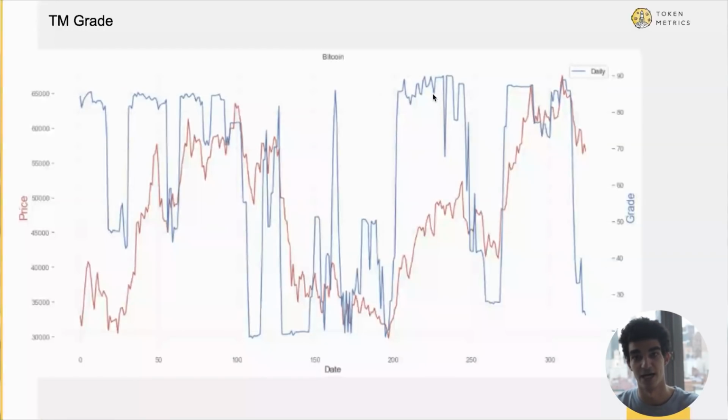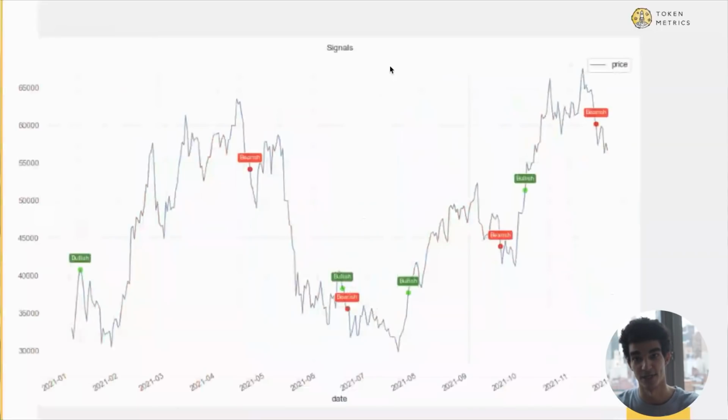And if we actually go ahead and build signals based off of that, signals being that every time the grade goes above 80, I want to buy, and I will hold until the grade goes below 40. And these would be the signals that we get. Not a lot of signals, so you don't have to be trading a lot, but still pretty good performances where you were bullish the entire run-up, bearish this drawdown, and then obviously not perfect.